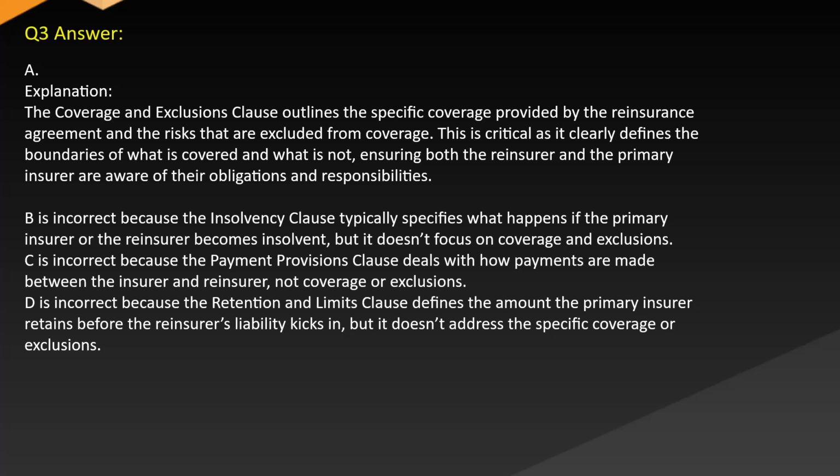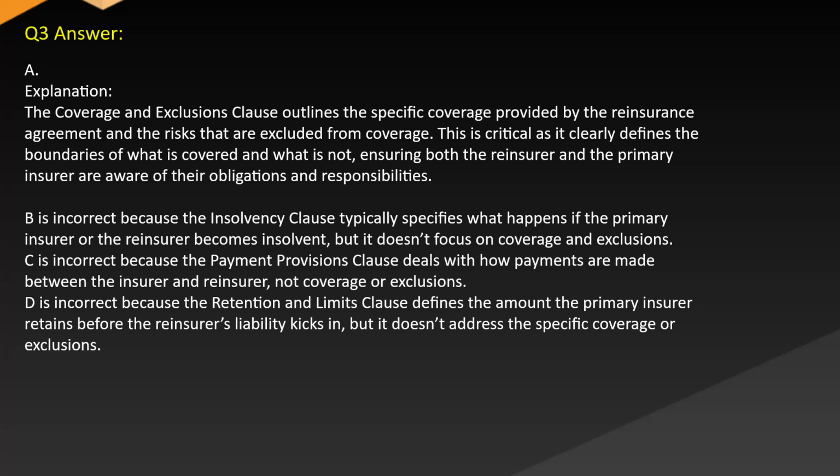Answer A. Explanation. The coverage and exclusions clause outlines the specific coverage provided by the reinsurance agreement and the risks that are excluded from coverage. This is critical as it clearly defines the boundaries of what is covered and what is not, ensuring both the reinsurer and the primary insurer are aware of their obligations and responsibilities.